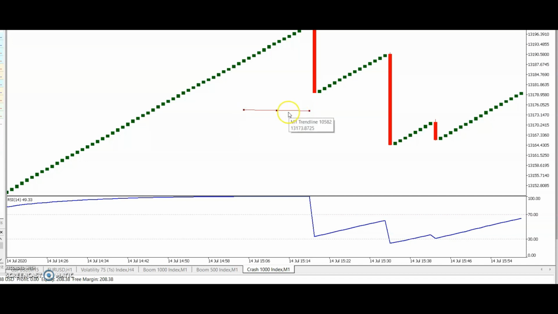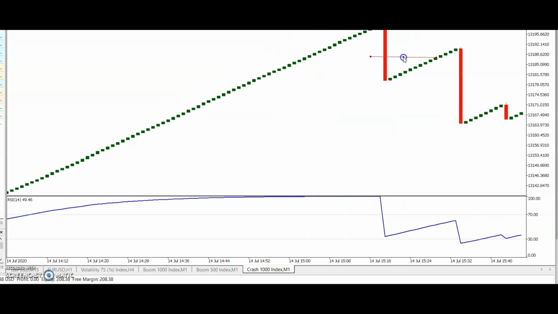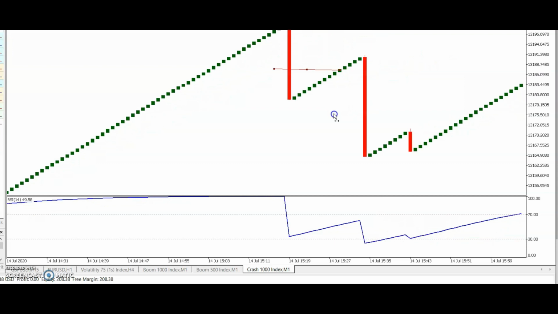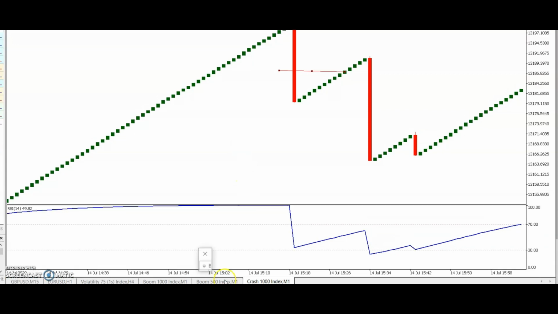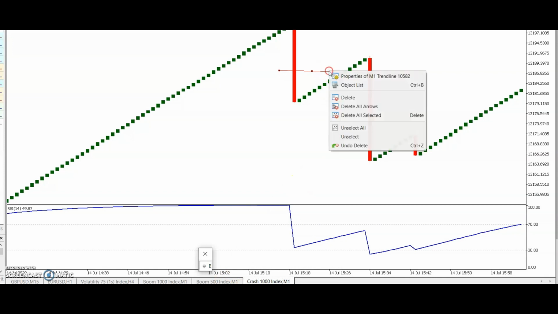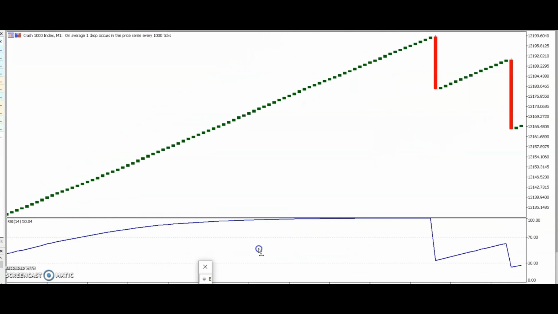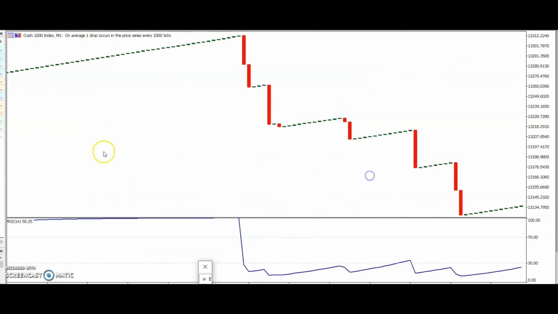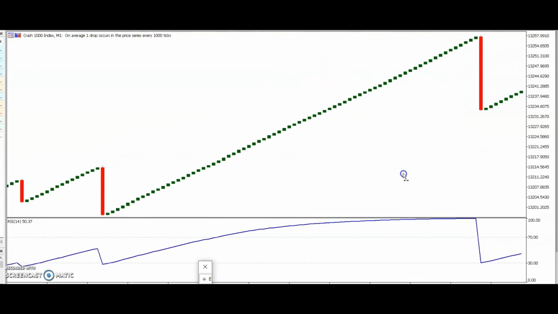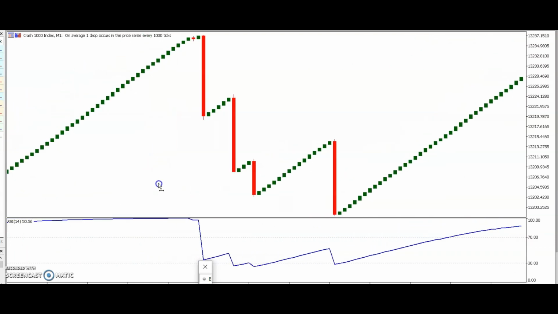Where would I enter? It's a little bit difficult, but if you're accurate with it, you will always benefit from the divergence.